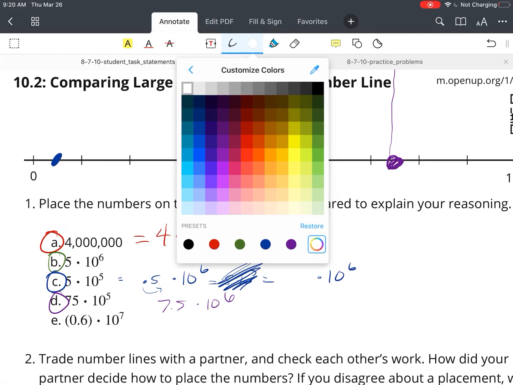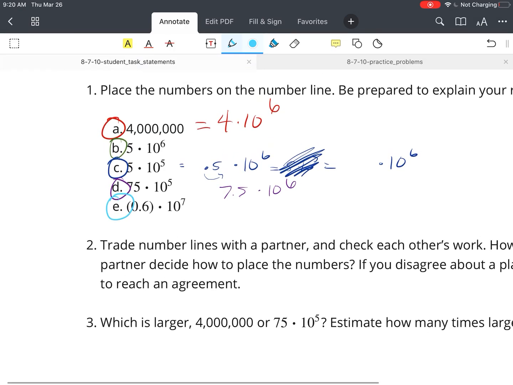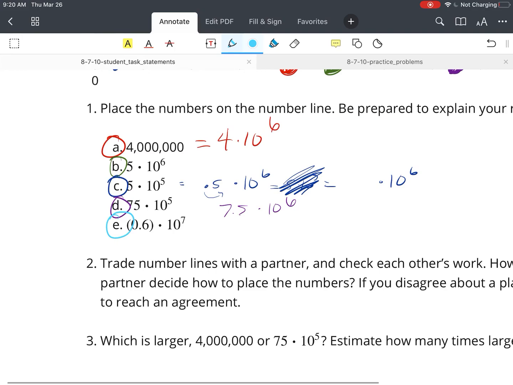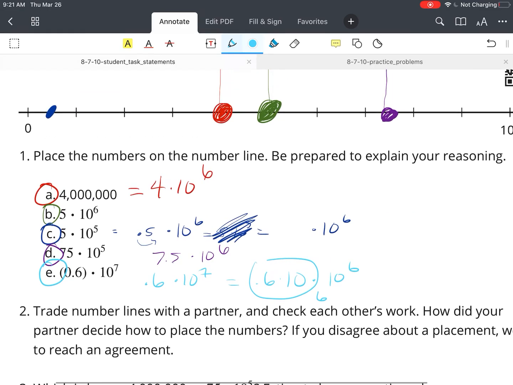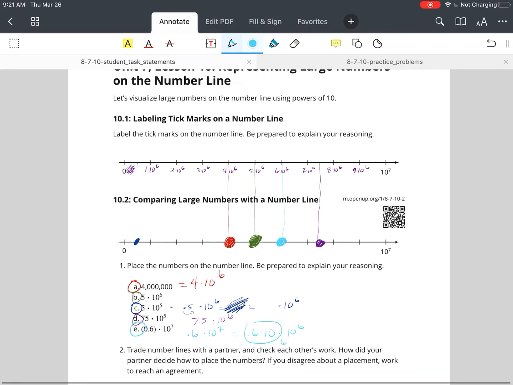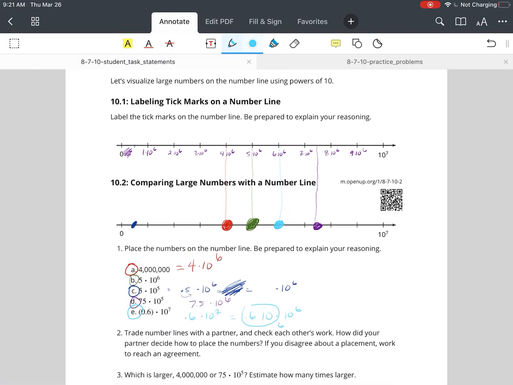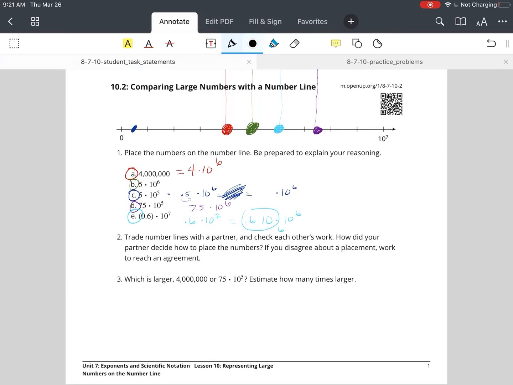And then last one, oh, we get to pick our own color? Let's do whatever the heck this color is. Baby blue. 0.6 times 10 to the 7th. Well, let's see. It's going to be 0.6 times 10 times 10 to the 6th. This right here is 6. So that's just another way to say 6 times 10 to the 6th. That's where the numbers fall. Okay, so we can't do this one because you can't trade.